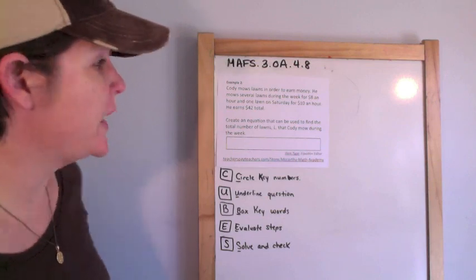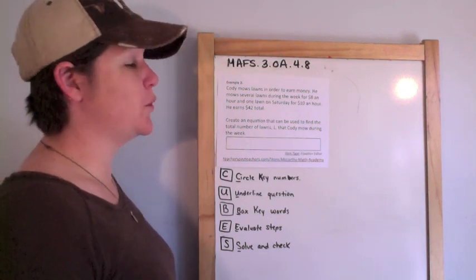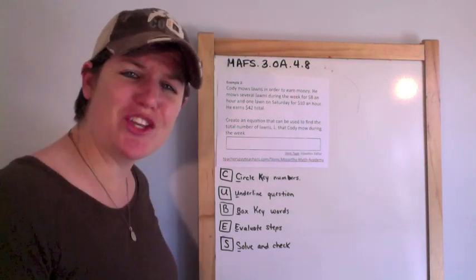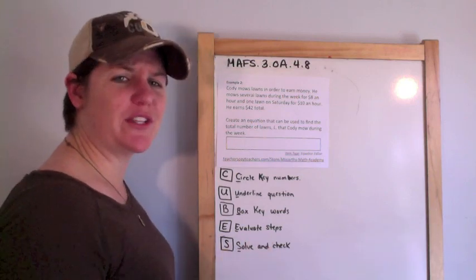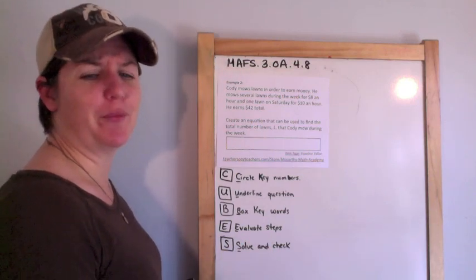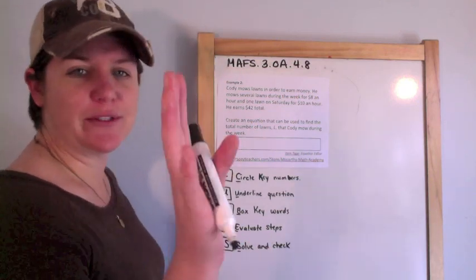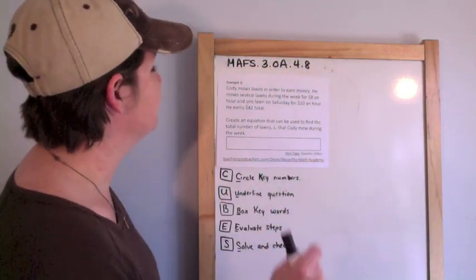Example 2. Kody mows lawns in order to earn money. You go, Kody. I wish more kids would be like you and actually go out there and earn their own money. None of this allowance stuff. Anyway, I'm getting off on a tangent.